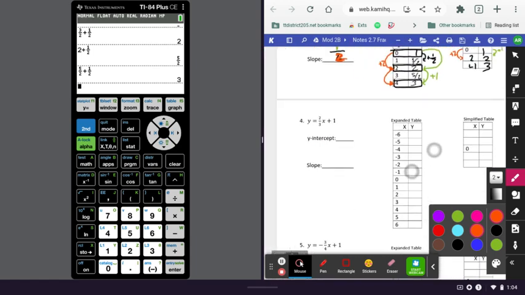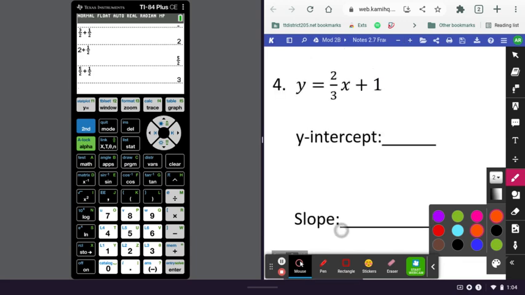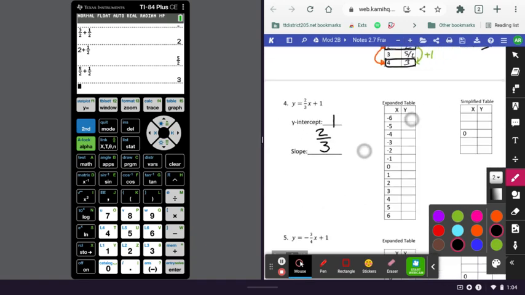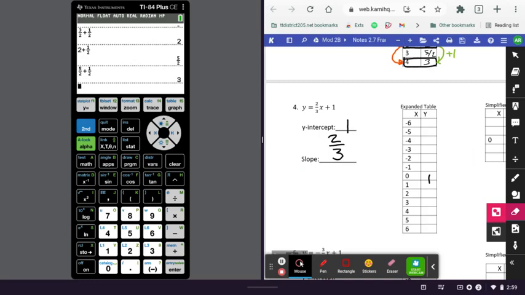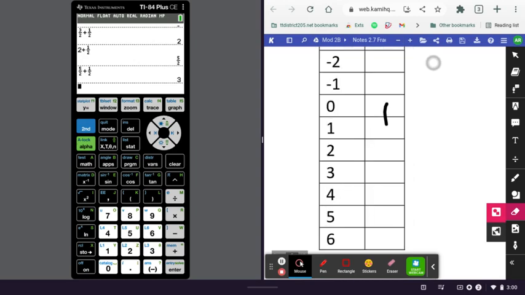So let's look at number 4 here. Our y-intercept, we have y equals 2/3 x plus 1. Our y-intercept's 1. Our slope is 2/3. Let's look at our tables. So I know for both my tables, I'm going to have a 1 for our y-intercept at 0. So this means as we go down our table, our slope, 2/3, is technically what we'll be adding. So we're technically adding by 2/3.